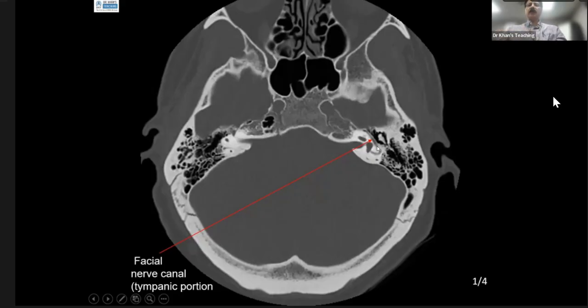This is the tympanic portion of the facial nerve. If you see here, this is the middle ear cavity, this is the epitympanum, this is the malleus, this is the incus, this part is here. Now, what is this part?